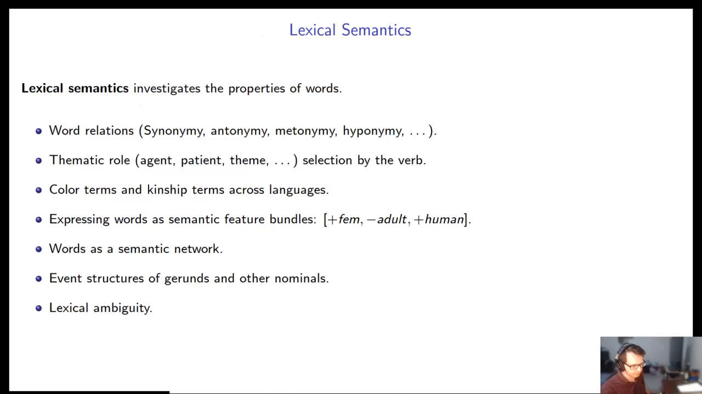So lexical semantics is all about the properties of words. So it covers things like word relations, like synonymy, words that mean the same thing, antonymy, words that mean opposite things, hyponymy relationships. So when you have things like table relating to furniture and something like chair, you can have hyponyms and hypernyms, so how these relate to each other. You can have those kinds of relationships.